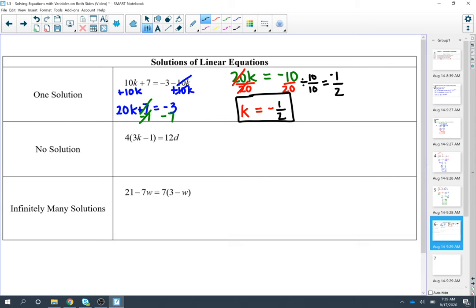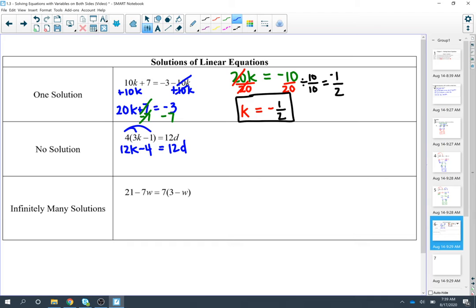So let's take a look at what no solution would look like. 4 times (3k minus 1) equals 12d. So first of all, simplify the left. I'm going to distribute my 4. So 4 times 3k is 12k, 4 times negative 1 is negative 4, equals 12d.